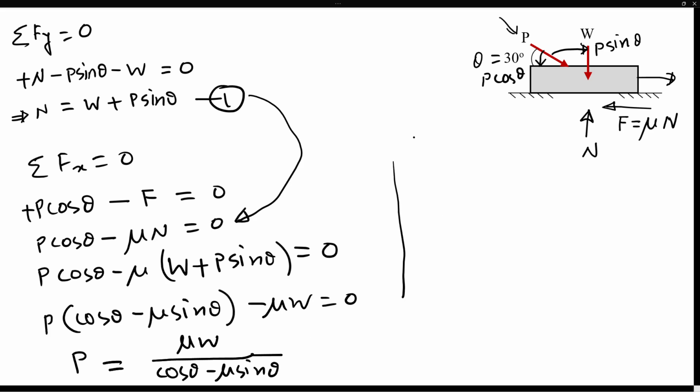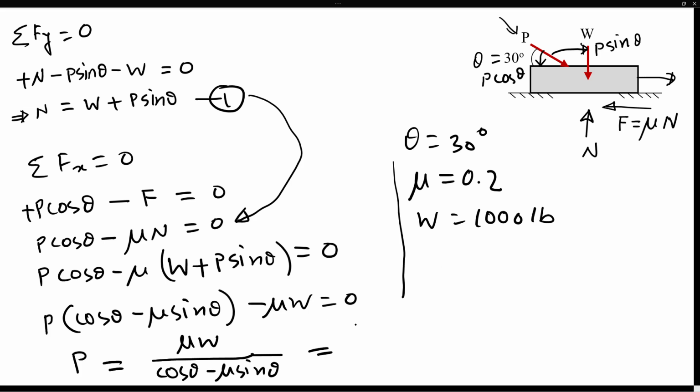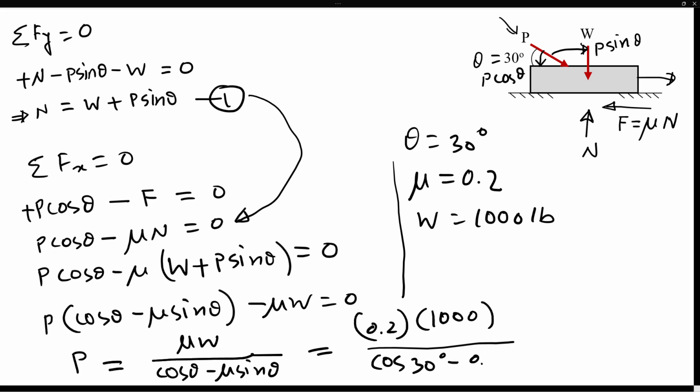Now assume that, let's say, theta is 30 degrees. The friction coefficient is, say, for example, 0.2 between the surface and the block, and the weight of the block is, say, 1,000 pounds. If you plug all these numbers here, 0.2 times 1,000 divided by cosine 30 degrees minus 0.2 times sine 30 degrees.